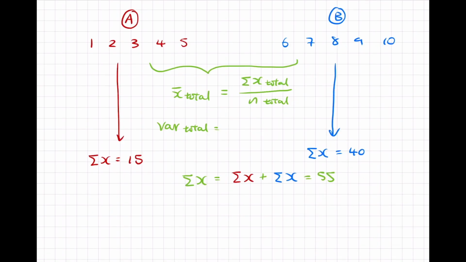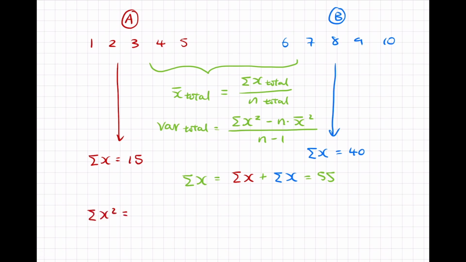To work out the total variance, we know we are given the formula. It needs to be sum of x squared take away n times mean squared over n take away 1. So that means we have to have sum of x squared as well. So let's just double check. Does that work in the same way as sum of x?